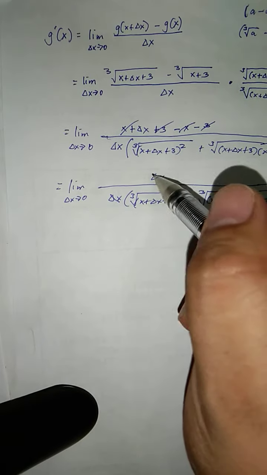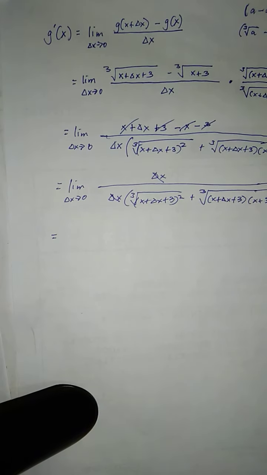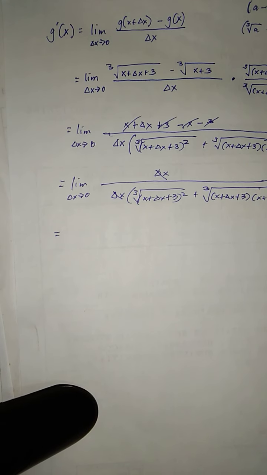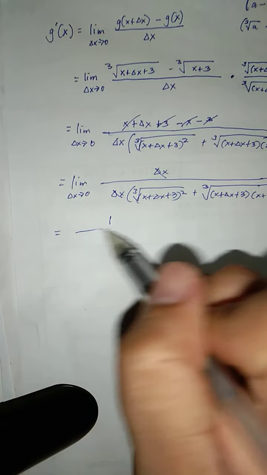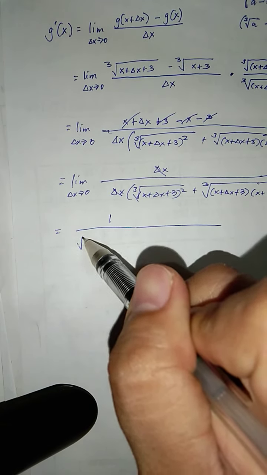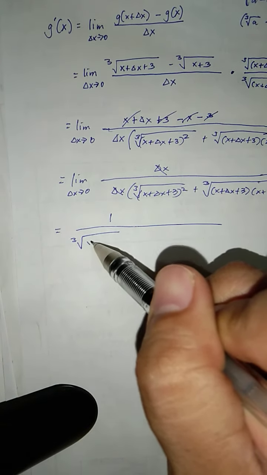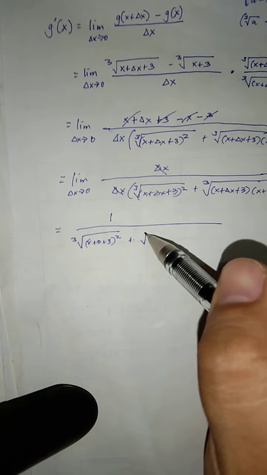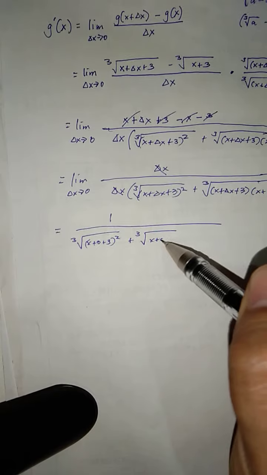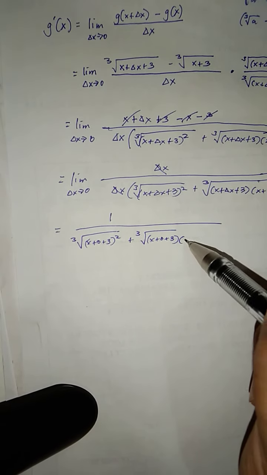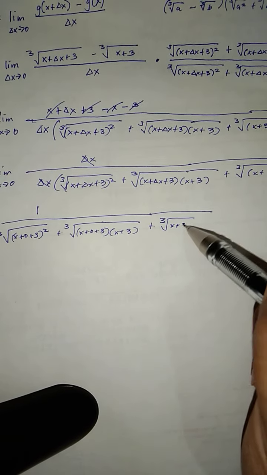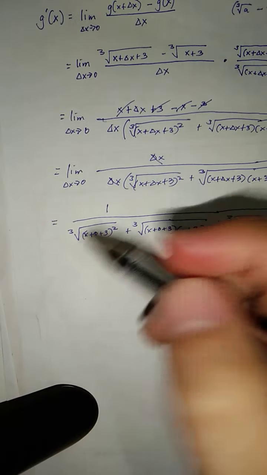Okay, so let's cancel. Now to save lines, after cancelling, we will apply the limit directly, that is, replacing delta x with 0. So above you have 1, then below you have cube root of x plus 0 plus 3 quantity squared plus cube root of x plus 0 plus 3 times x plus 3, plus cube root of x plus 3 quantity squared.